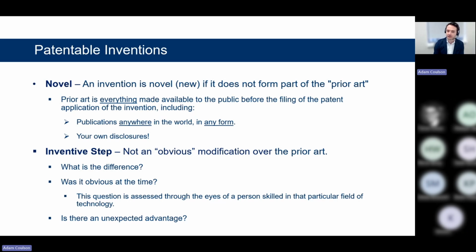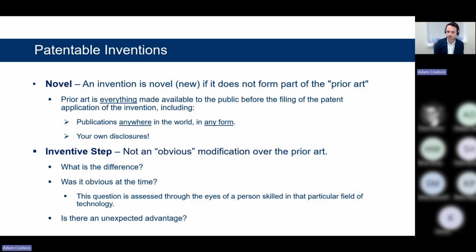This is why it's critical to not publicly disclose your invention before filing a patent application for it. This includes not publishing research papers or pitching your invention to potential investors before filing the patent application. Now, if you have no other choice but to disclose your invention, for example, to a potential investor, then you must get them to sign a non-disclosure agreement before meeting with them.